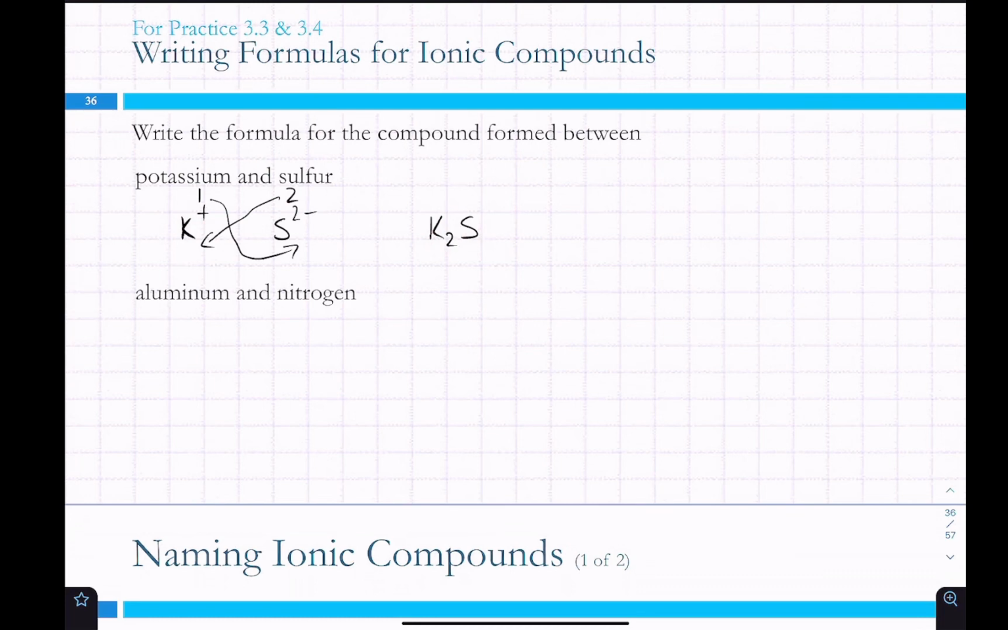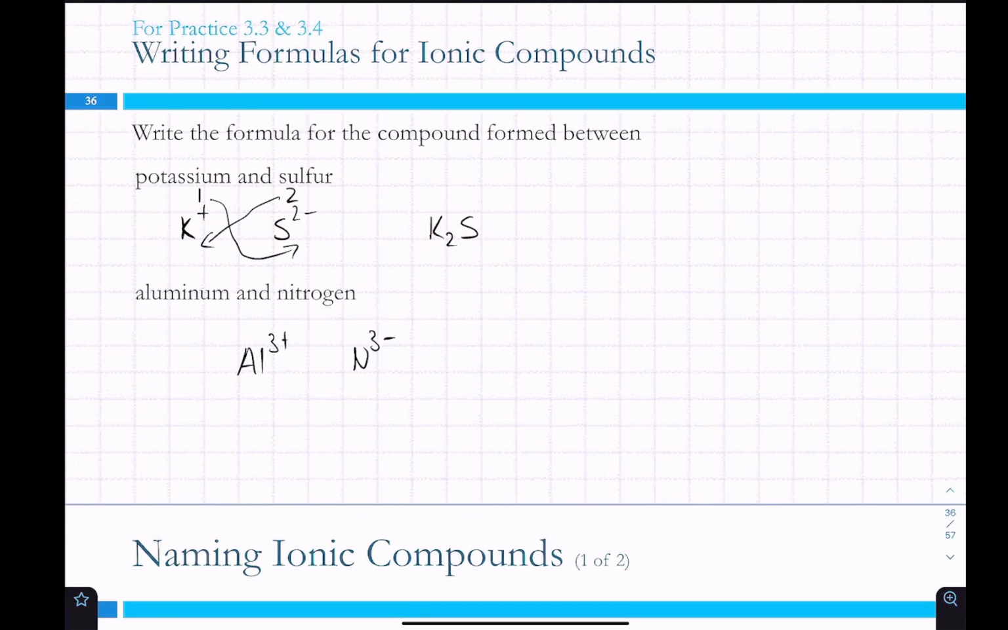Aluminum and nitrogen. What's the symbol for aluminum? You can call me Al. And the symbol for nitrogen? N. And what's the charge for aluminum? 3 plus. And the charge for nitrogen? 3 minus. So if we use the crisscross method for this, take the magnitude of each.